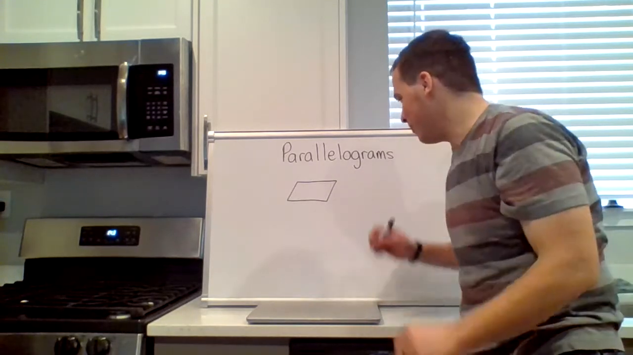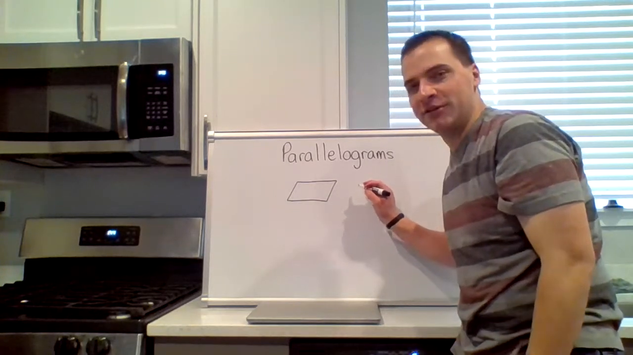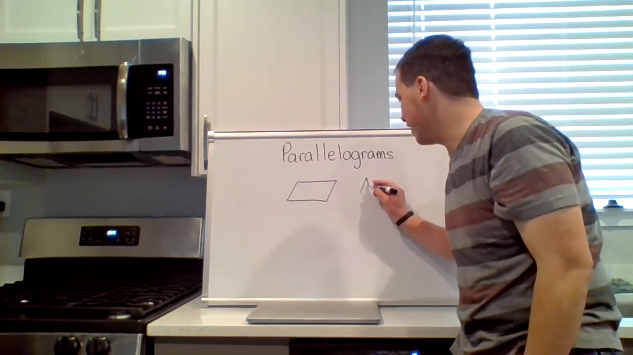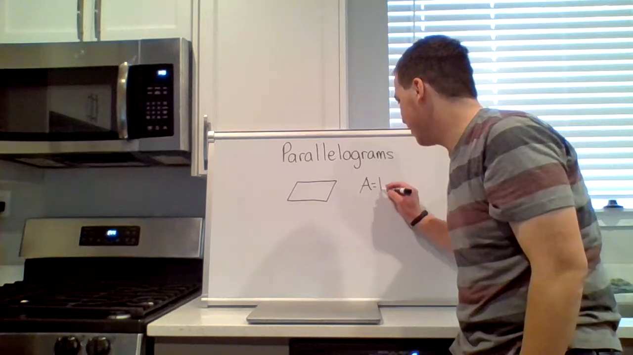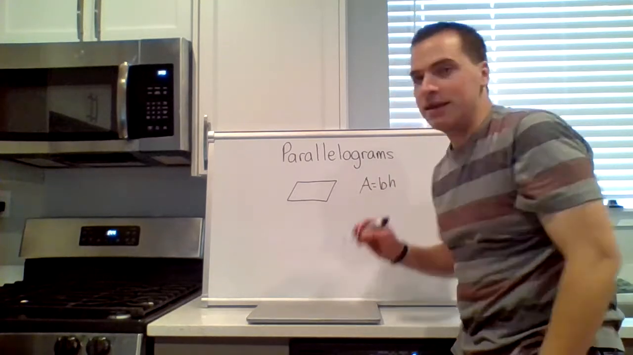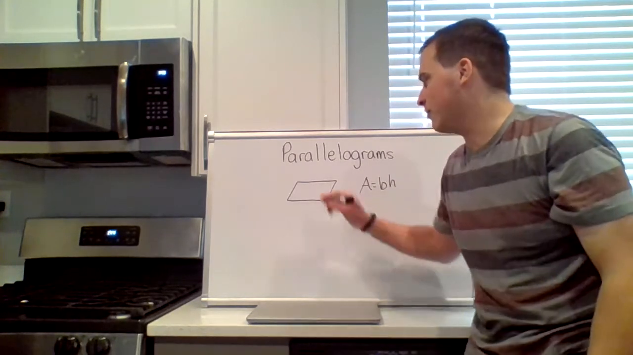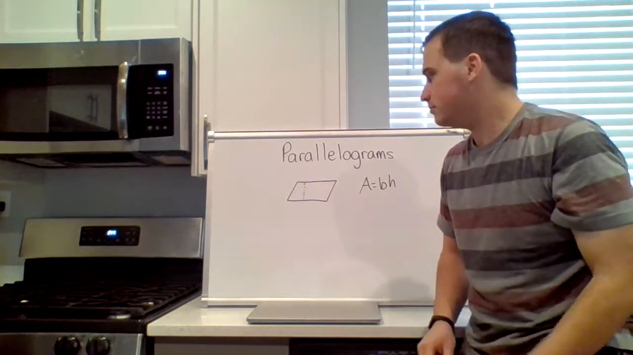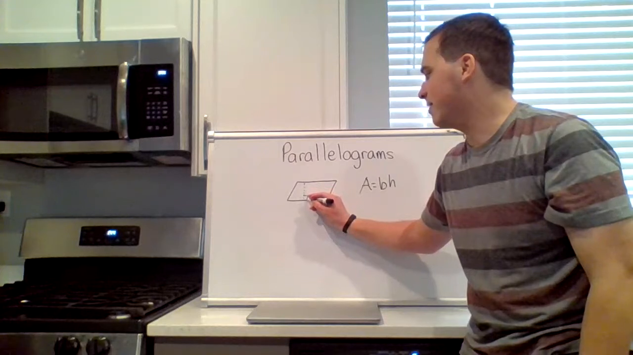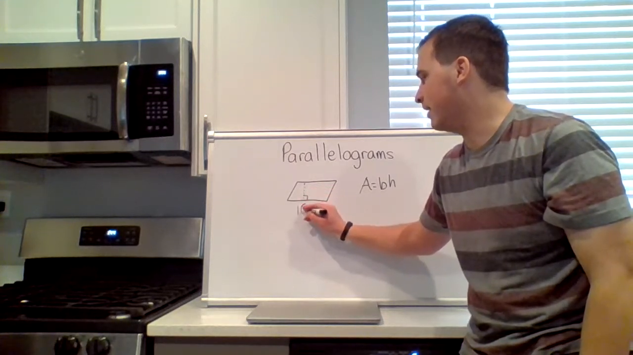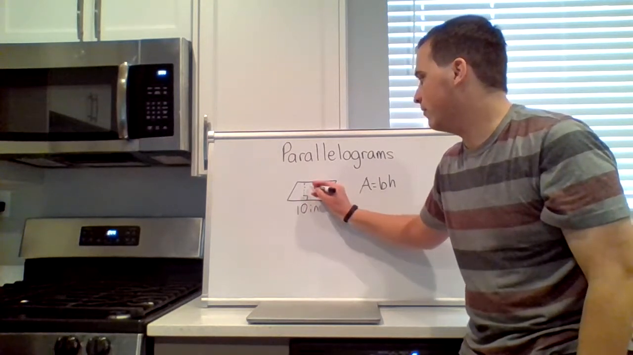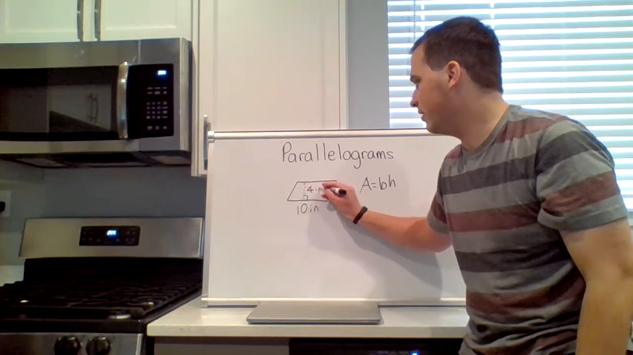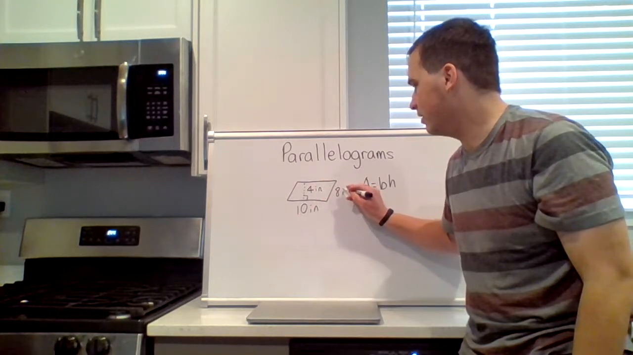So, the formula for the area is very similar to a rectangle. It is the base times the height. Now, the height is an important thing here. You have to realize the height is at the 90-degree angle. So in this case, let's make some numbers here: 10 inches, 4 inches, 8 inches.